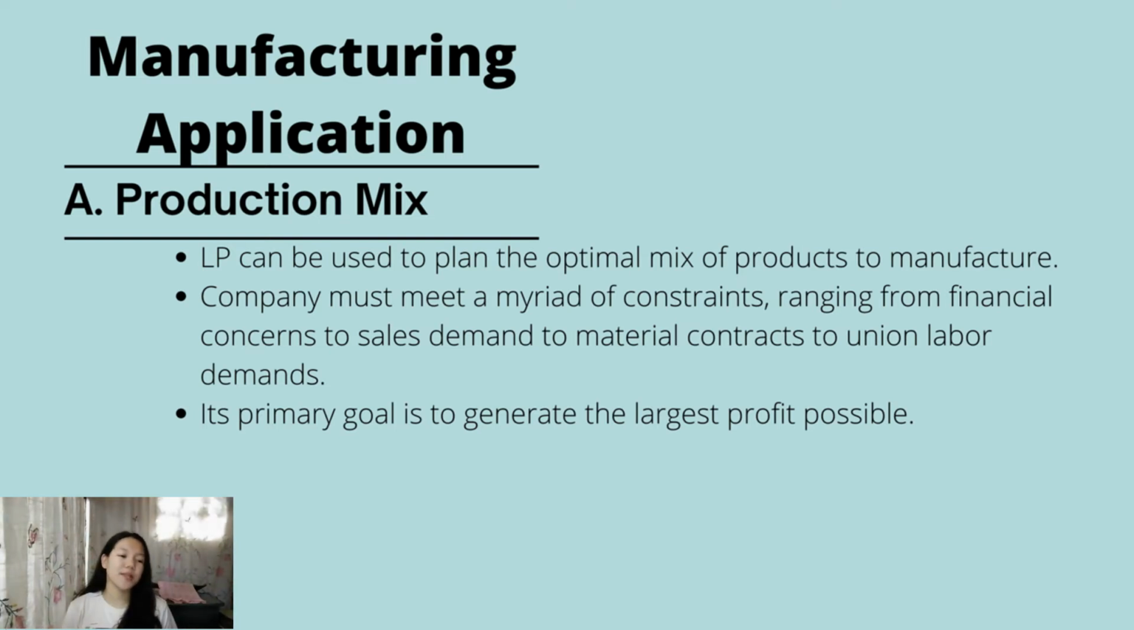So managing a company's operation means dealing with a wide range of constraints, from financial considerations to sales, to demands, to material contracts, to union labor and demands. And its major objective is to earn the greatest amount of profit possible.